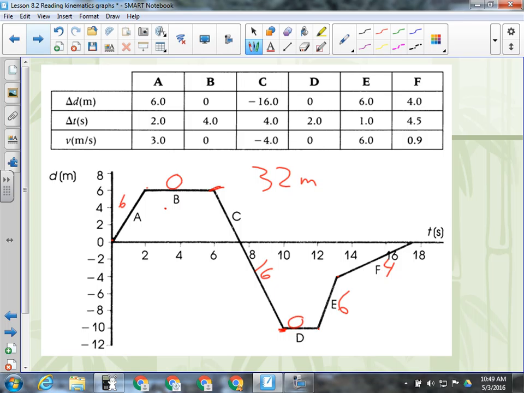Now, assuming this whole trip takes, let's say it takes 17 seconds. Let's say that's where it ended up. How fast is the object going? Nope.